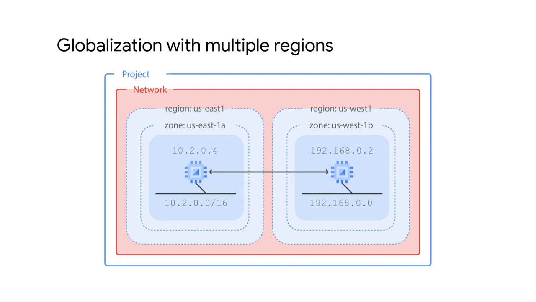Next, let's look at globalization. In the previous design, we placed resources in different zones in a single region, which provides isolation from many types of infrastructure, hardware, and software failures. Putting resources in different regions, as shown on this slide, provides an even higher degree of failure independence. This allows you to design robust systems with resources spread across different failure domains.